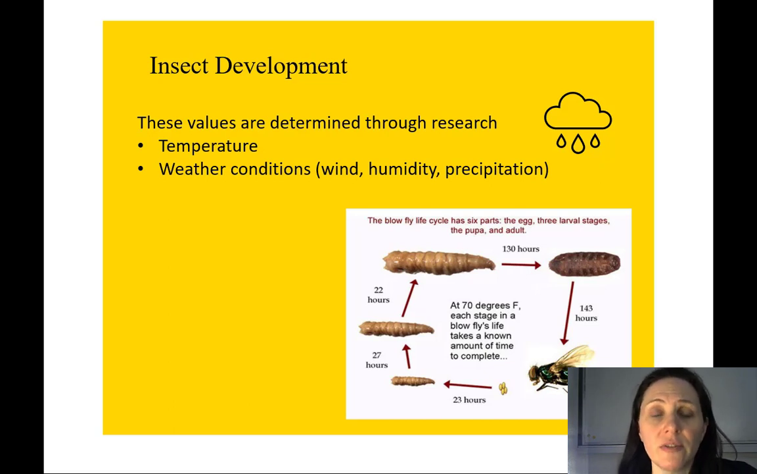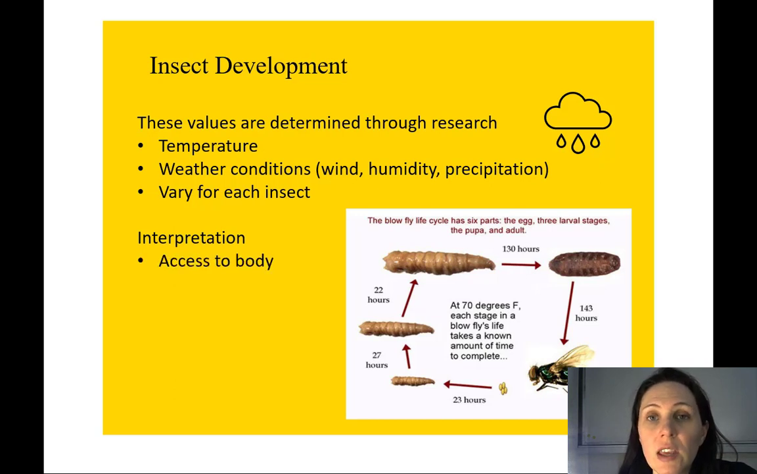There are also other artificial conditions that we have to take into consideration. For example, if the insects did not have access to the body because the body was buried or in a trunk or wrapped up in something, or also if the body has any significant toxicology findings. For example, if the person was under the influence of a sedative, then that would slow the insect's development. If they were under the influence of something that was a stimulant, like cocaine, for example, then that might speed up an insect's development. So we would have to know these conditions as well. But the main one that we're going to focus on today is temperature.